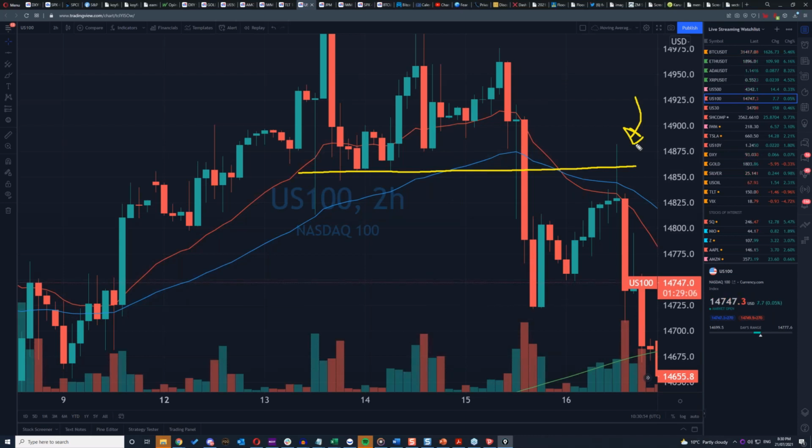You can be forgiven for missing the first one. The second one, you cannot be forgiven for. That is just an absolute short, all day, every day. The price action is telling you exactly what you need to do. It's at the moving average.